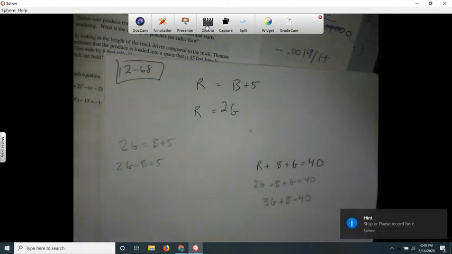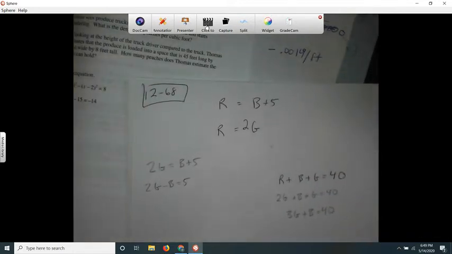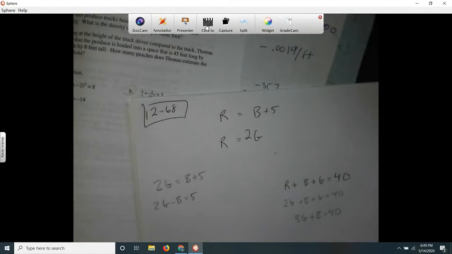Here's Integrated 3. It's problem 12-68. It's the one about the marbles. It says, Mary has an antique marble collection containing 40 marbles. She has 5 more red marbles than blue marbles, and twice as many red marbles as green marbles. Write a system of equations and determine the number of each color of marble.